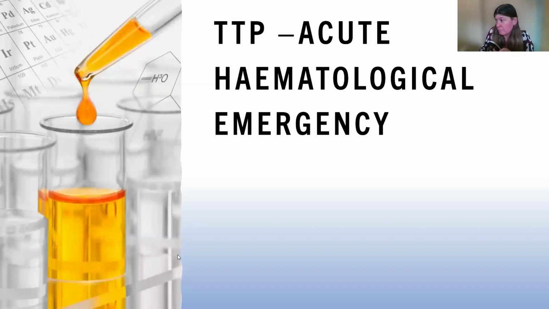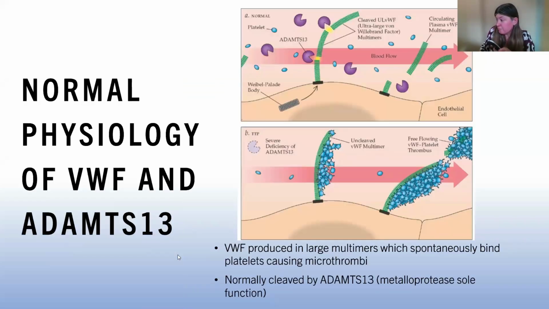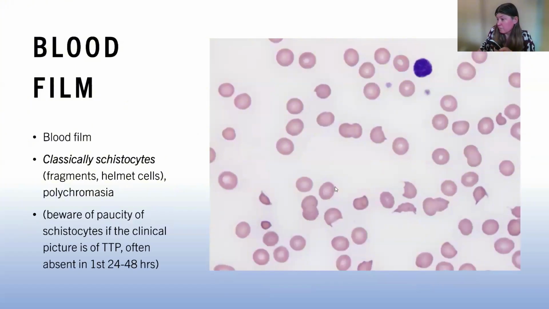This is an acute hematological emergency. When we think of what happens in people with TTP, ADAMTS13 is normally an enzyme that chops up von Willebrand factor multimers. By doing that, it trims it and stops small blood vessels being occluded by blood clots. When you lose ADAMTS13, you get big strands of von Willebrand factor that bind to platelets, and then they occlude the small blood vessels.